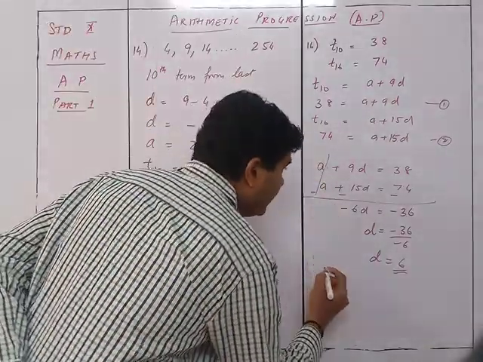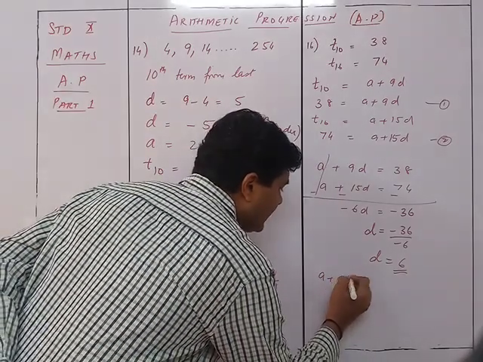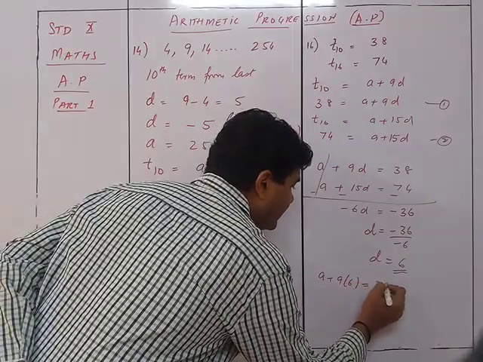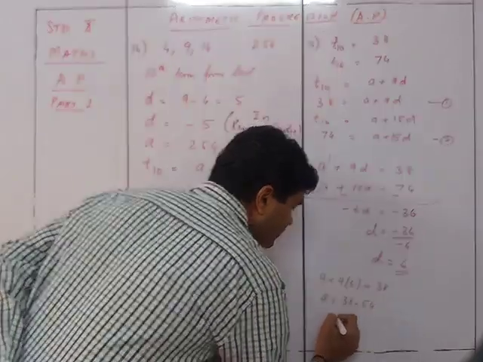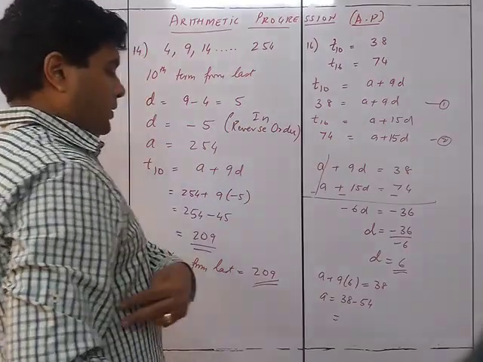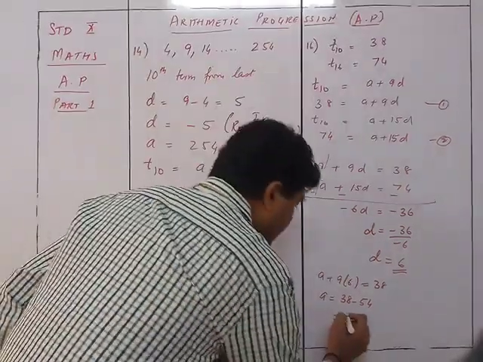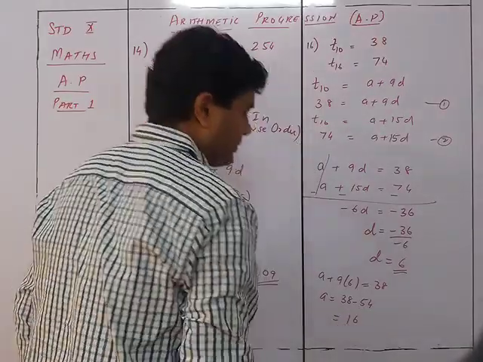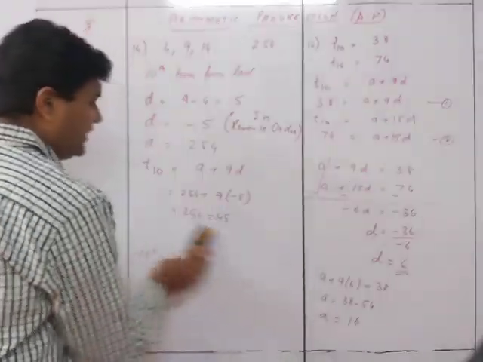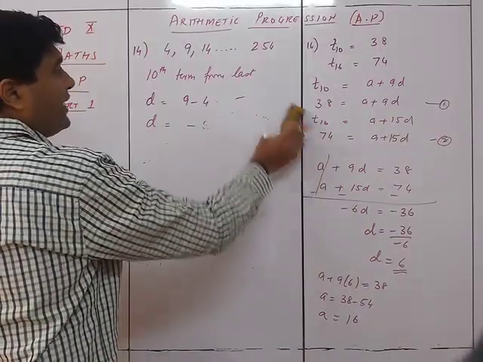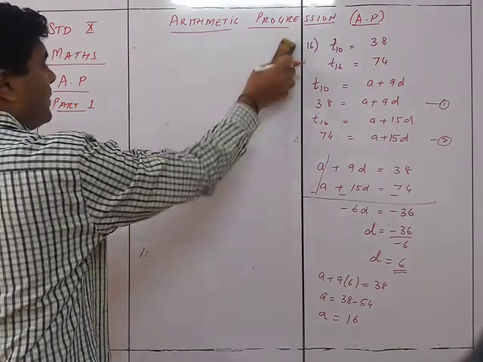So what do we get for A? A plus 9 into 6 is equal to 38. So A is equal to 38 minus 54, so that is going to be minus 16. So that will be minus 16 as A. Now I know the A, I know the D, I just need to find out the required term.